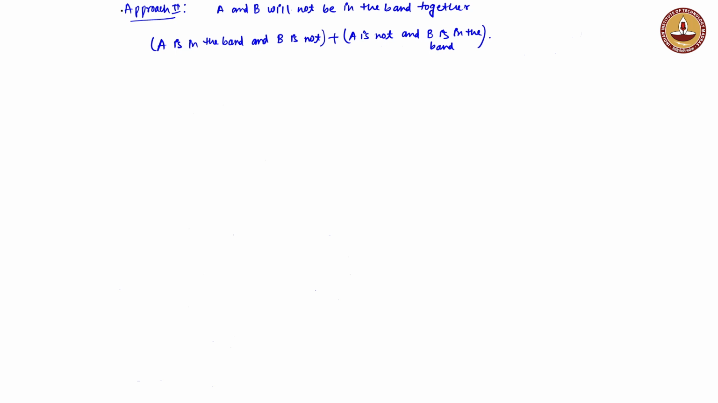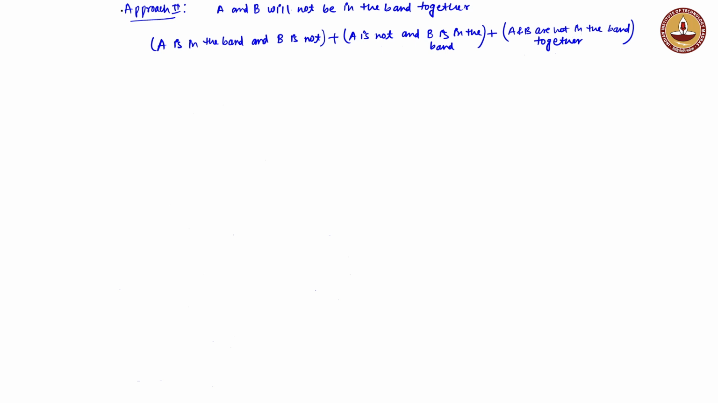So we have to satisfy this condition: A and B will not be together in the band. So another case will be when both A and B are not in the band together. So in these three conditions, A and B will not be together in the band.